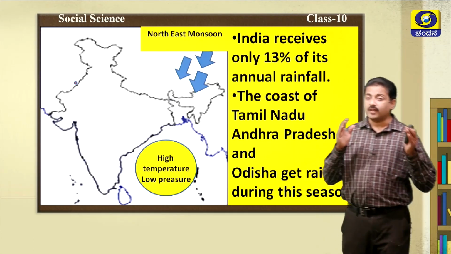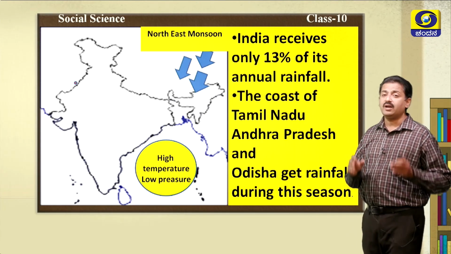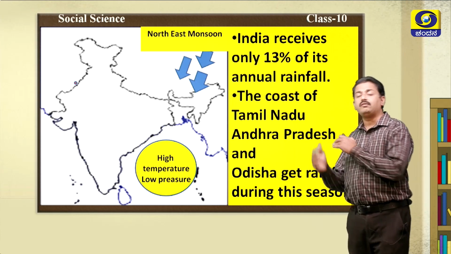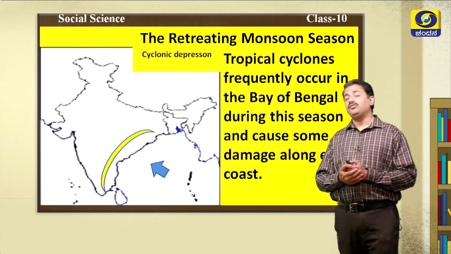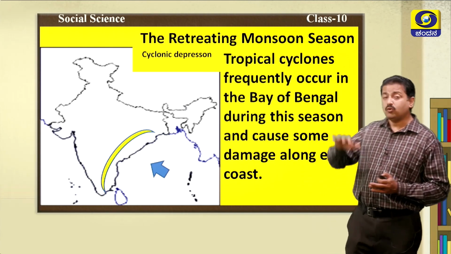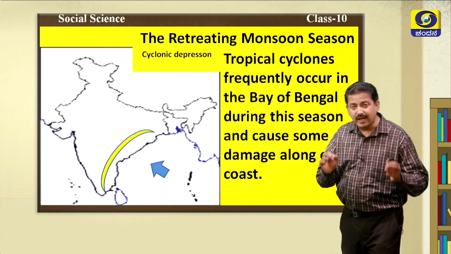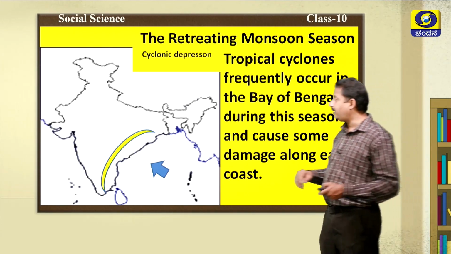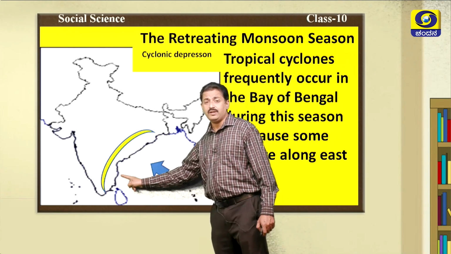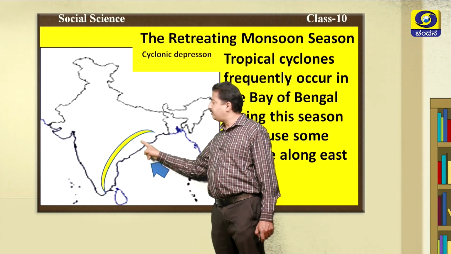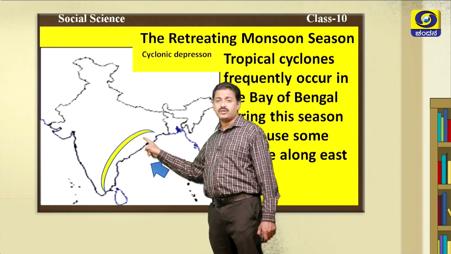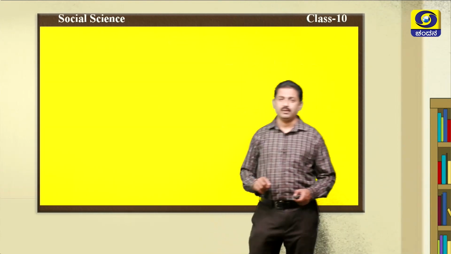In this season, Tamil Nadu, Andhra Pradesh, Odisha get good rainfall during the months of October, November. Retreating monsoon season. In this season, tropical cyclones frequently occur over the Bay of Bengal and cause heavy damage to the life and property of people. On this map, I am showing you the areas which are influenced by cyclone winds. This area is influenced by cyclone winds and these cyclones damage life and property of the people.